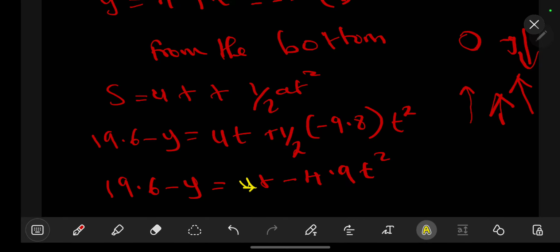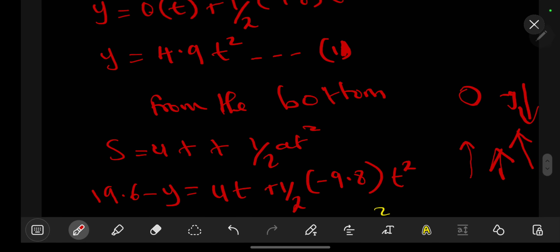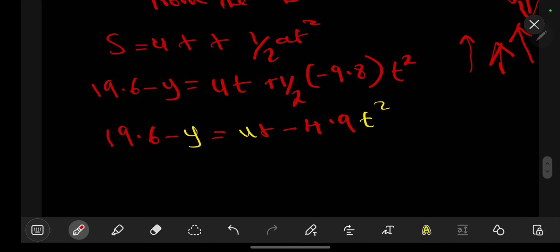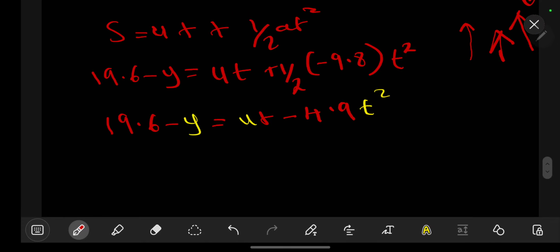So we have unknowns: our u, our t, and our y. So we have three unknowns. Therefore, in order for us to find what our displacement is, we need three equations. We only have two equations. So let's try to find what our u value is equal to, so that we can find our where and when.